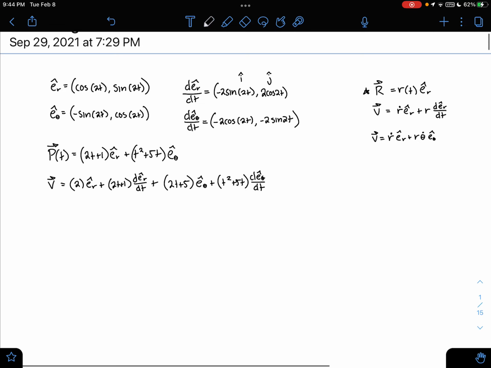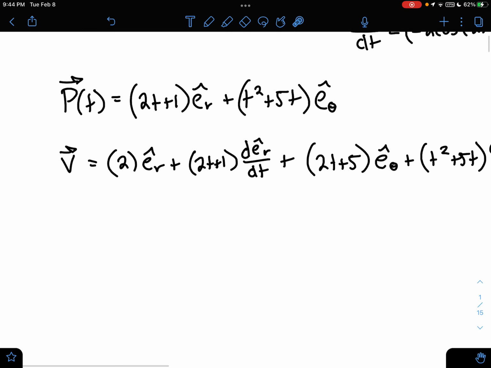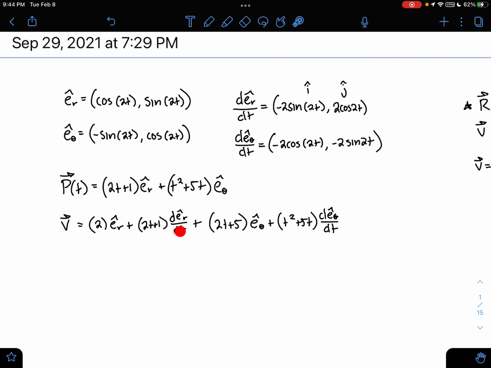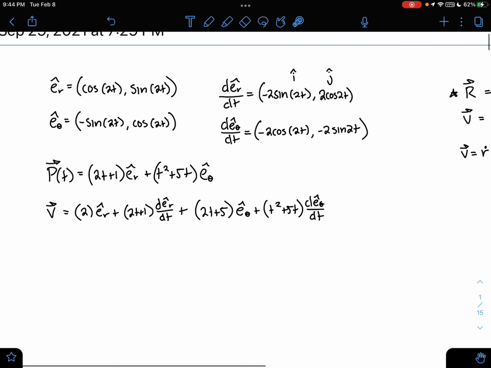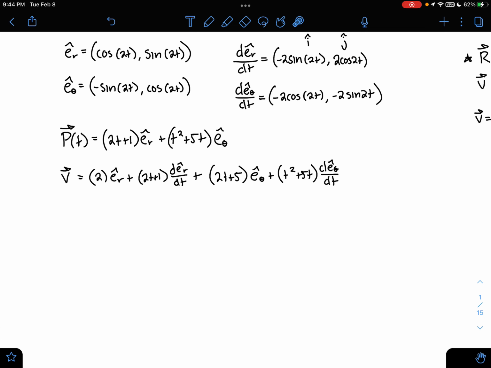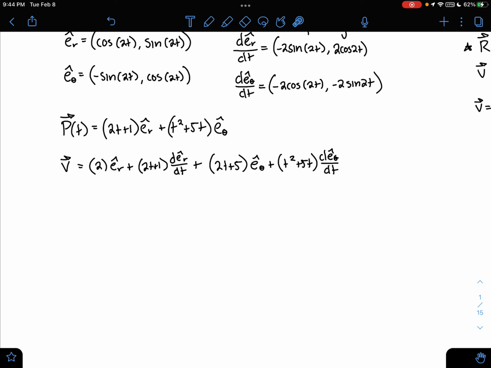Take the derivative again. Now we have this times this in product rule, and this times this in product rule, this times this in product rule, this times this in product rule. And you're going to have to take another derivative of each of these. It's doable. It's just going to be a lot of terms for your acceleration vector, because obviously product rule is going to keep splitting it.